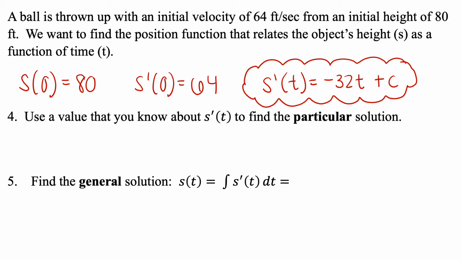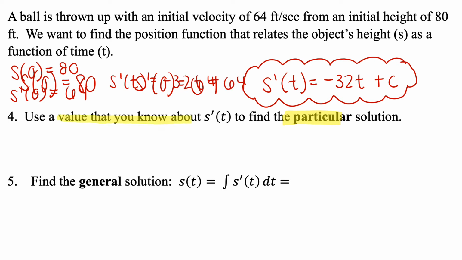Okay, so in red we have the information that we already found, s of 0, s prime of 0, and then our general solution, s prime of t, is equal to negative 32t plus c. For number 4, what we're interested in doing is actually finding the particular solution, which means we need to solve for c. So let's choose a value that we know about s prime. So the only value we've really indicated so far about s prime is that s prime of 0 equals 64.